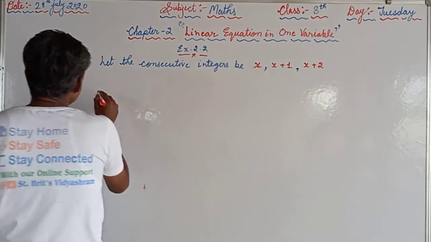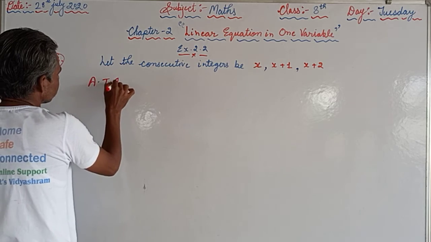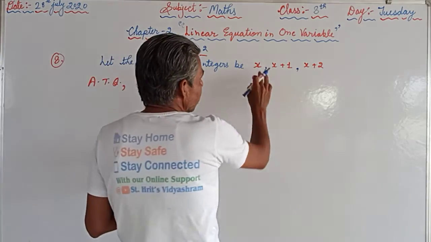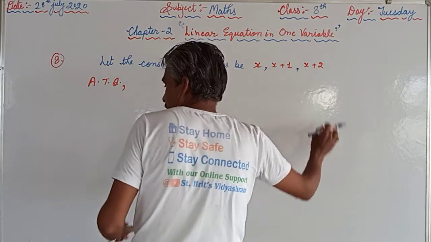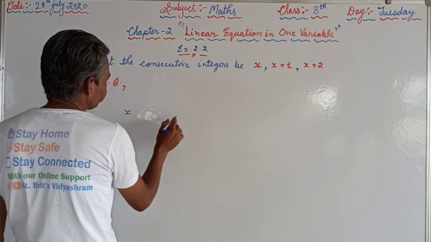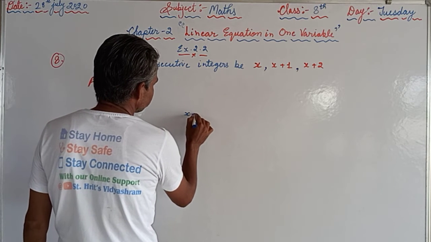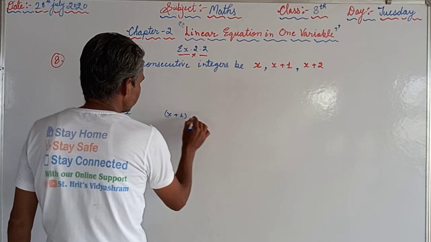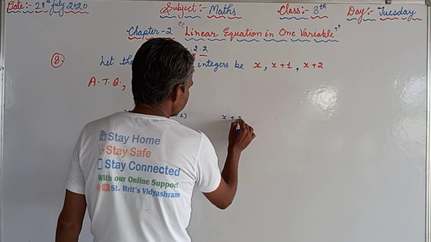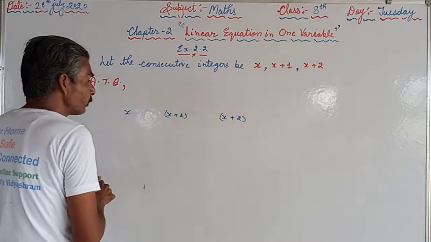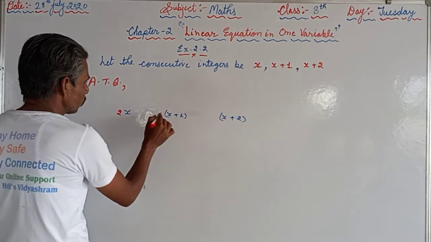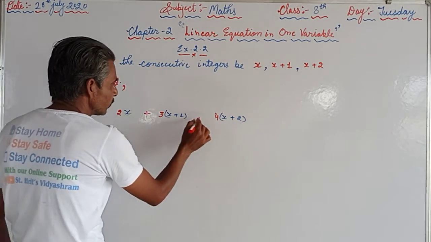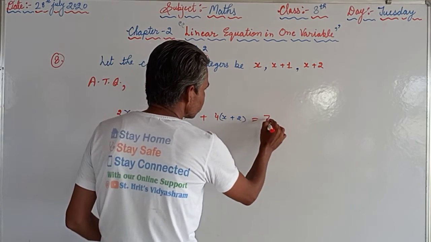So according to the question, these are the integers taken in the increasing order. x is the smallest and x plus 2 is the largest one. So x, x plus 1, then x plus 2. They are multiplied by 2, 3 and 4. Then there is a sign of addition and we get the answer 74.